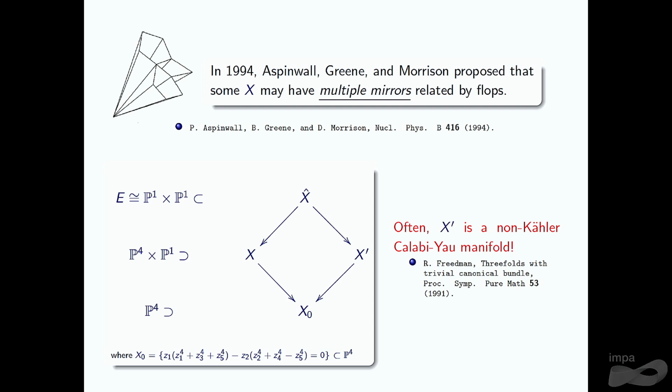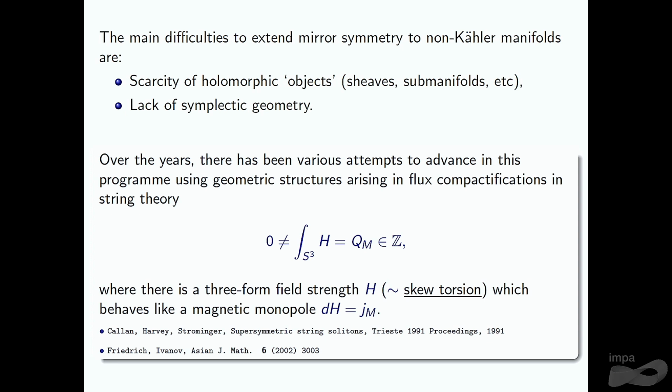This is very cumbersome because, as I told you, mirror symmetry is supposed to exchange complex geometry with symplectic geometry, but if there are no Kähler structures, what does this mean? The main difficulties in extending mirror symmetry to non-Kähler manifolds, and this is what I'm interested in, are, on the one hand, the lack of holomorphic objects on a non-Kähler manifold. There are very few complex submanifolds, very few coherent sheaves, etc. So how do we define the B model in that setup? And on the other hand, also the lack of symplectic geometry. If we want to do something like homological mirror symmetry à la Kontsevich, then there seems to be no room for defining the A and B models in these manifolds.